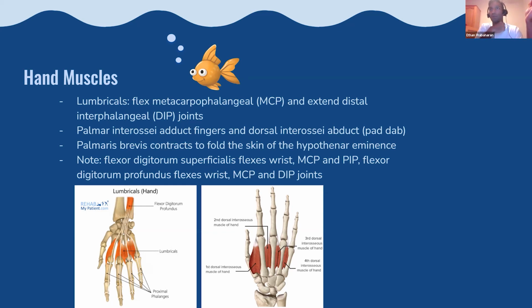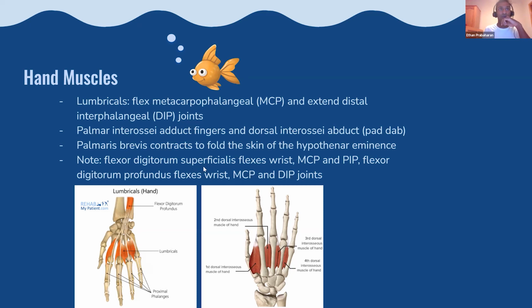And you can remember this by remembering PAD DAB. I guess the two D's are in the middle as well, in case you think PAB DAD, but it's PAD DAB. The palmar do adduction, dorsal do abduction. We have palmaris brevis, which contracts to fold the skin of the hypothenar eminence. That's located around here. It's not very important, but just so you know, wherever there's a longus, there's a brevis. There's a palmaris longus in your forearm. There's a palmaris brevis in your hand.